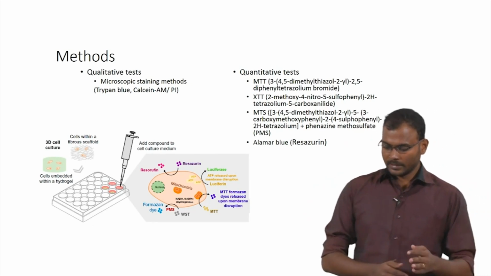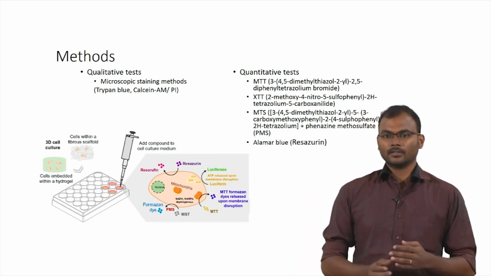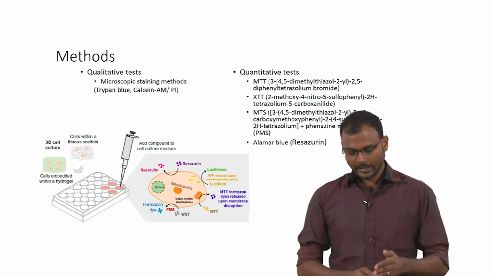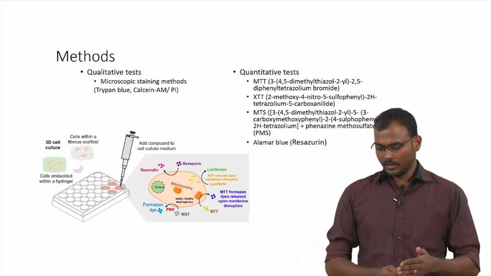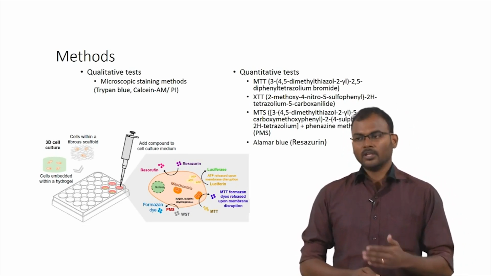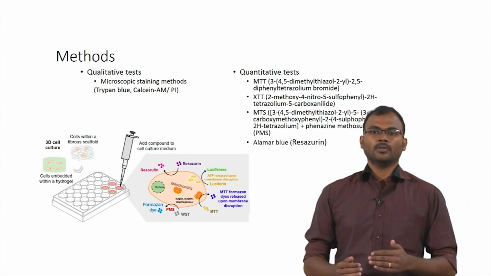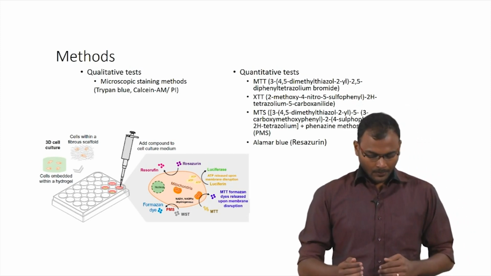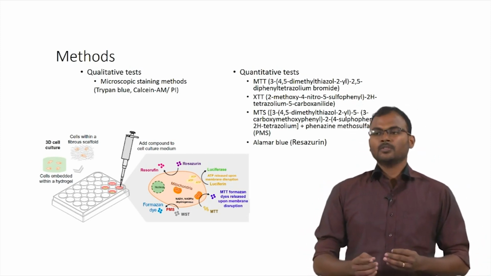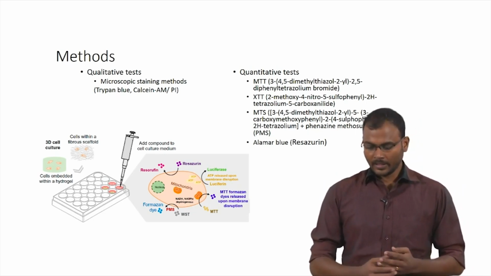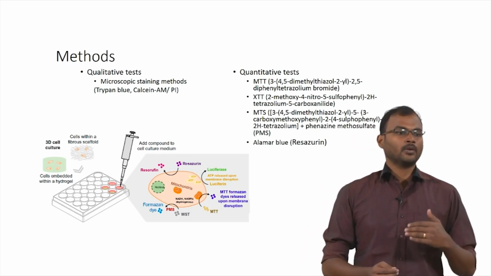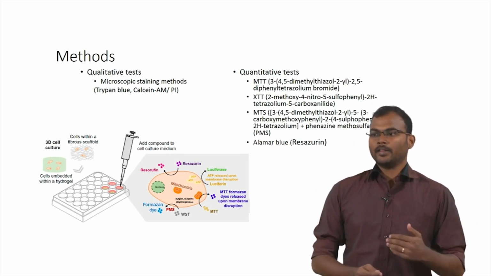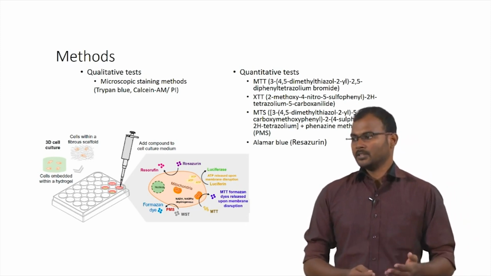For the quantitative test, there are a lot of assays. These are the commonly used ones: MTT, XTT and MTS. All of these are tetrazolium salts. Using an electron acceptor, they are converted into formazan, and the formazan gives a different color. In MTT, it goes inside the cells, and mitochondrial dehydrogenase reduces the MTT and forms formazan crystals.